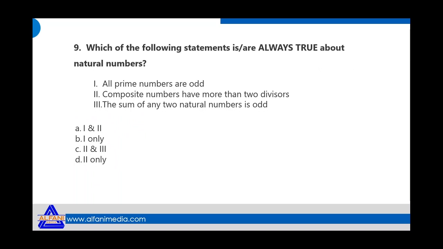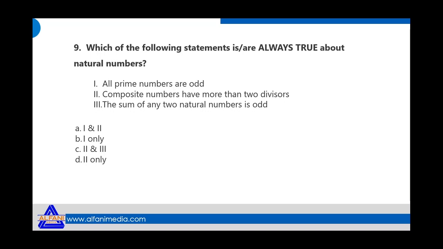The next question says, which of the following statements is or are always true about natural numbers? Okay, so we are talking about natural numbers here. Now the first one is I, all prime numbers are odd. II, composite numbers have more than 2 divisors. And III, the sum of any 2 natural numbers is odd. All right, so let's quickly analyze this.